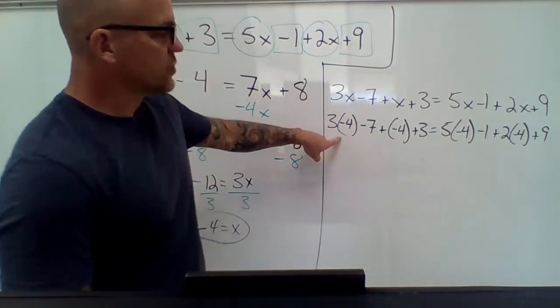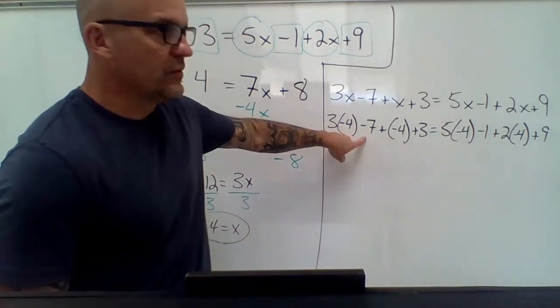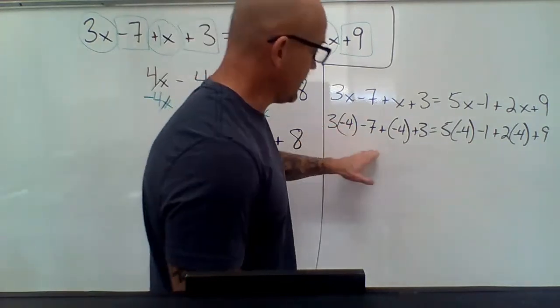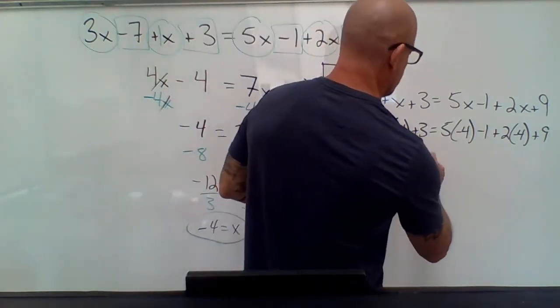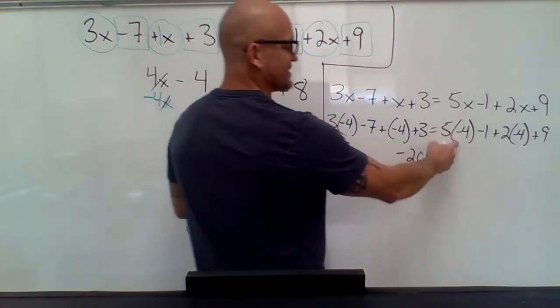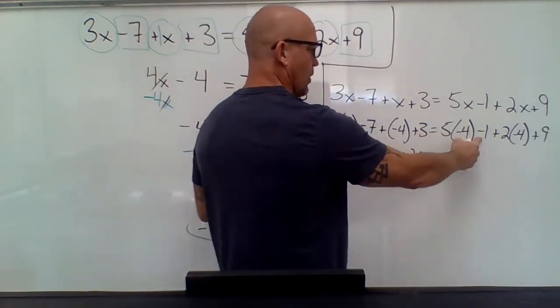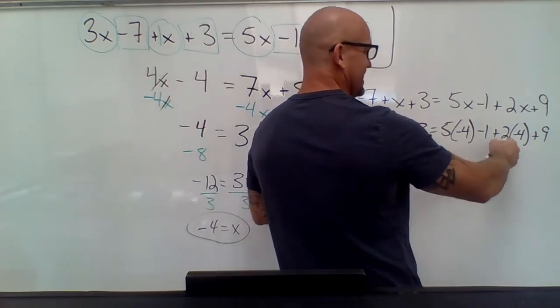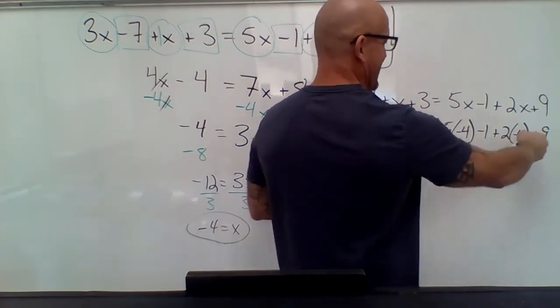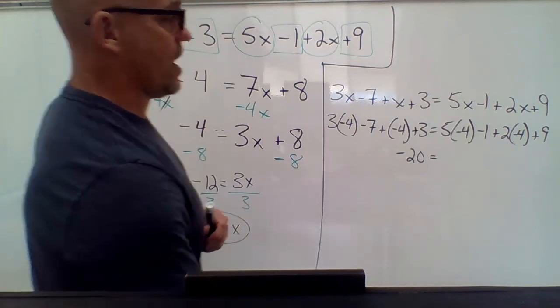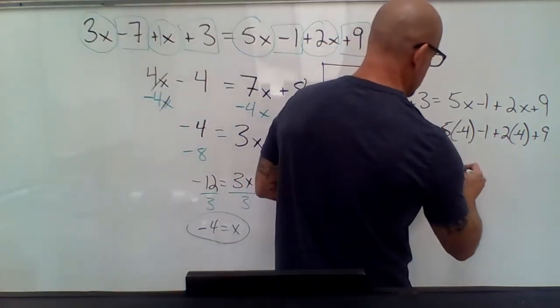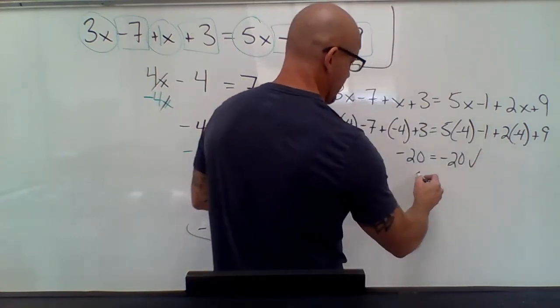This is negative 12 minus 7 gives you negative 19, negative 23, and 3. That's looking like negative 20 over here. On this side, that's negative 20. Minus 1 is negative 21. This is negative 8. So that's negative 28. I'm sorry, that is negative 29. I add 9. I'm looking at negative 20. So that does indeed check out.